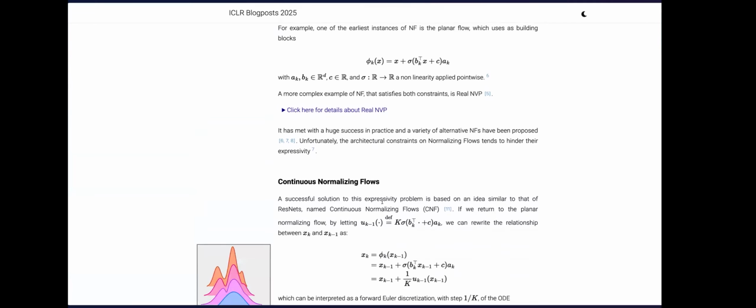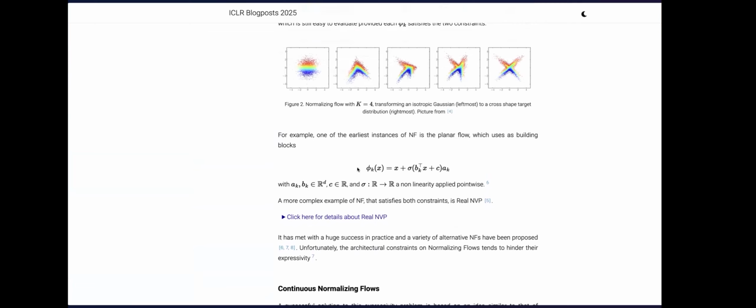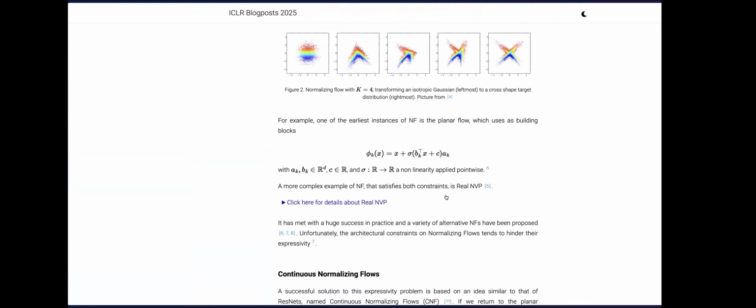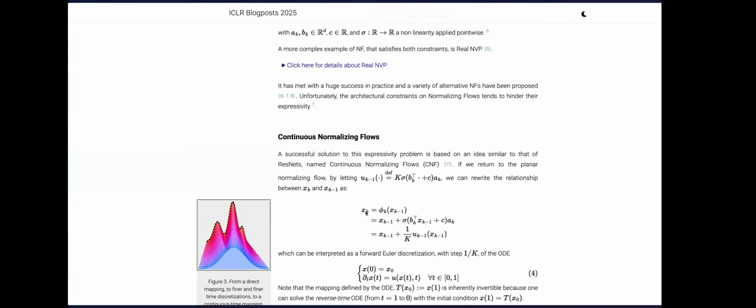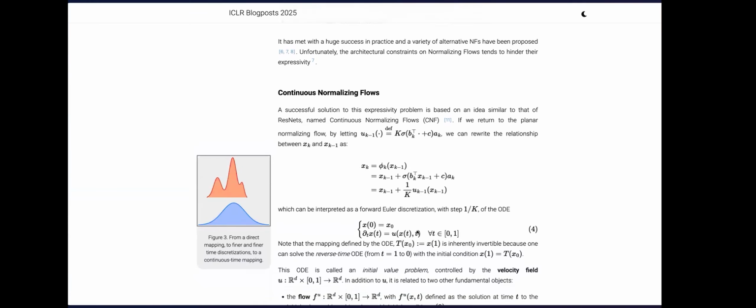Okay, continuous normalizing flows. We looked at a layer of normalizing flows and it looked something like this. Phi is x plus some function that depends on x. This is very close to a discretization of an ODE. What do I mean by that? Look, xk is xk minus 1 plus some update on xk minus 1. If you think of that in the continuous case, now this is equivalent to an ODE.